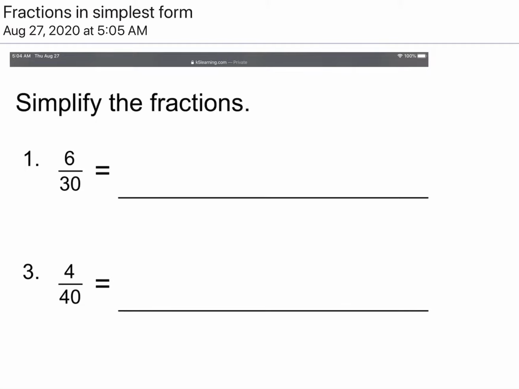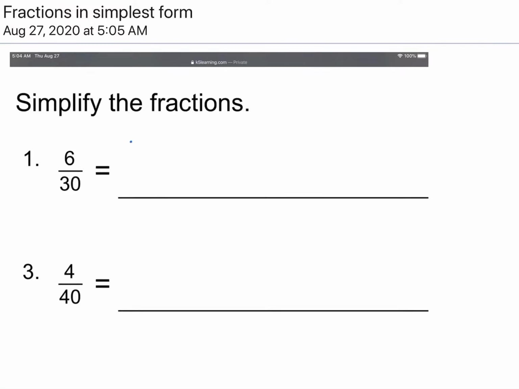So today we'll be reviewing writing fractions in simplest form. So in this lesson, I will be showing you, or actually re-showing you, 3 ways to simplify the fractions. Let's look at number 1. First one says 6 over 30.